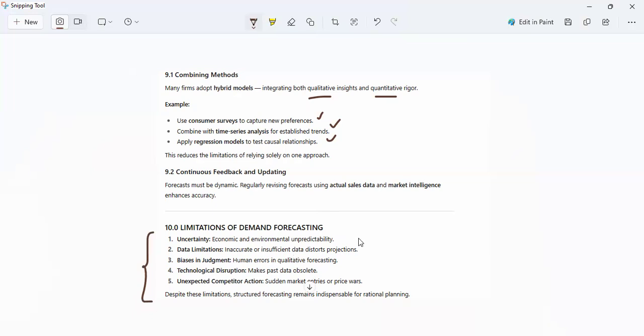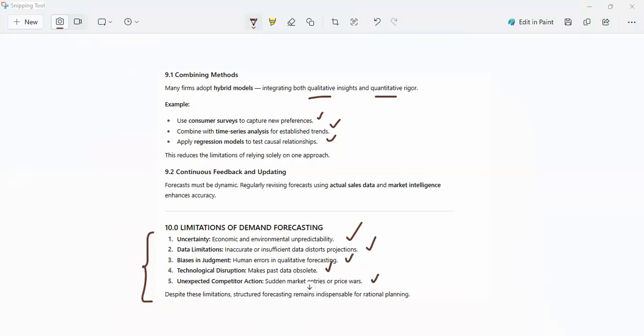So what are some of the limitations of these forecasting models? Uncertainty: sometimes due to economic and environmental unpredictability, you have uncertainty. Sometimes data unavailability, so you have inaccurate or insufficient data that distort your projections. Sometimes biases in judgment, so human errors, and technological disruptions may also make past data outdated, and also unexpected competitor action, where you have a sudden price war. Those will affect the forecast.